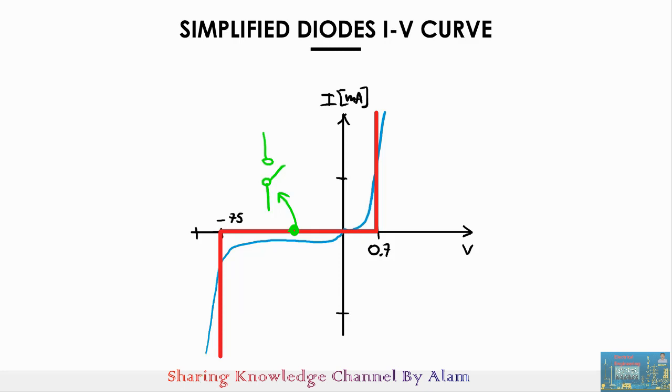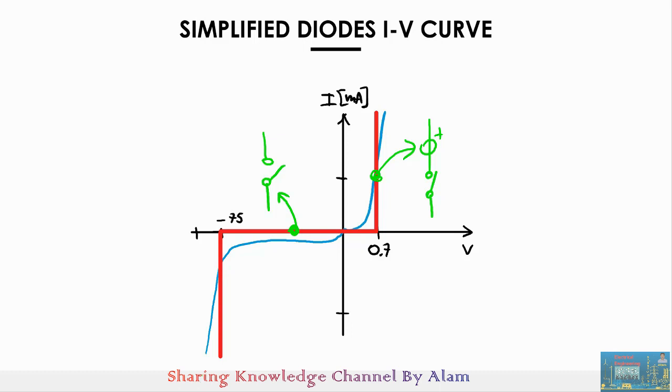Let's now look at what happens when the diode is in the ON region of operation. This is the ON region of operation. We can see that the voltage is always equal to 0.7 volt and the current is positive. The best approximation of a diode in the ON region is a closed switch in series to a voltage source. So here we have a voltage source and here we have a closed switch.